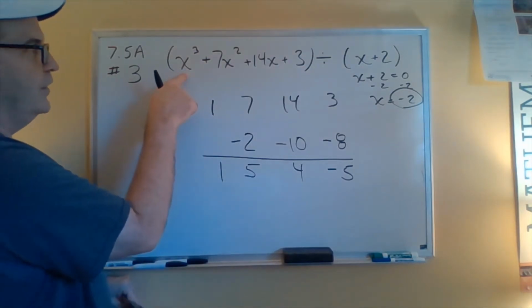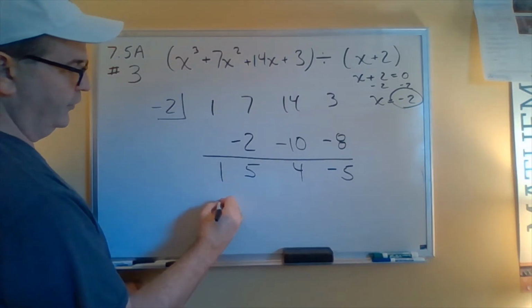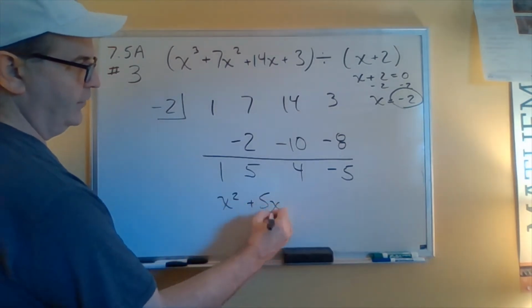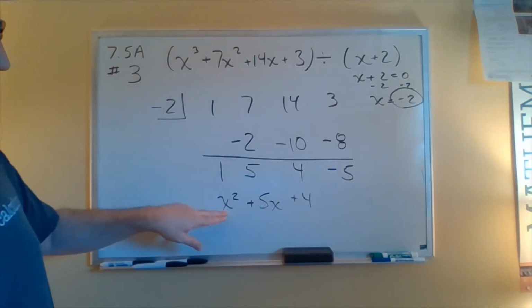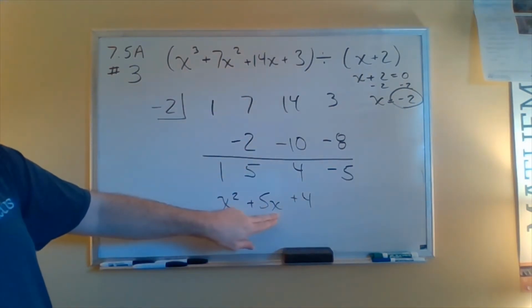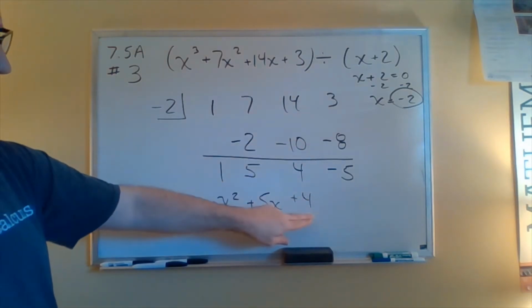I'm going to go 1 degree less. So here is x cubed. So my first coefficient here is going to go with x squared. So I'm going to get 1x squared plus 5x plus 4. Okay. I go down in descending order. So I went from x squared in my original. So my second term is going to be 1 less of x. I had x up here. So I'm going to go 1 degree less with this, just a constant.